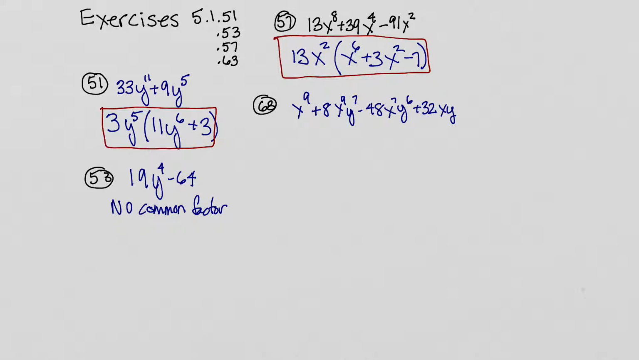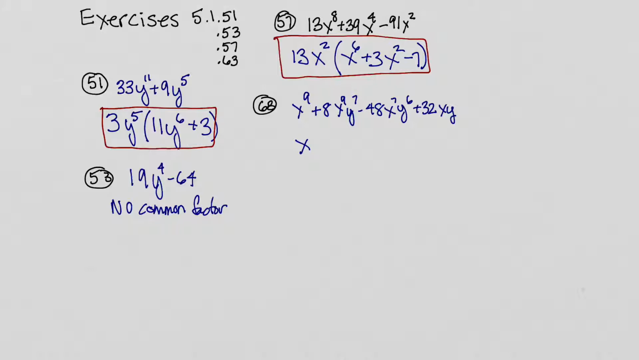In problem number 63, we've got these 4 terms, and as we look through them, what's common here? I've got x's here, but there's x's here, here, here, and here. So x is common all the way through. And in fact, how many are there? Well, there's 9 to begin with. I've got 9 here, 7 here, and only 1 here. So there's an x common, so let's remove the x.